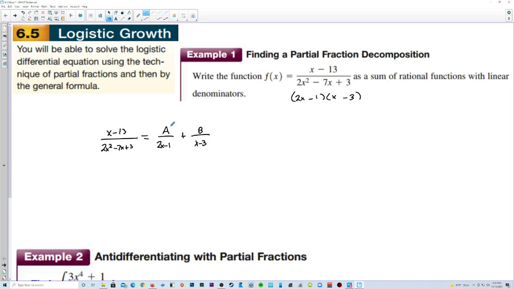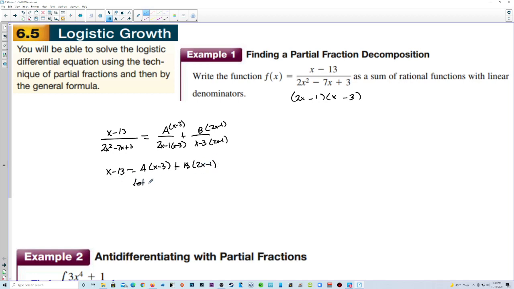Well, the next step is we're going to get common denominators. So let's multiply the top and the bottom here by x minus 3, and the top and bottom here by 2x minus 1. Once we get the denominators the same, we just got to make the numerators the same. So x minus 13 is equal to a times x minus 3 plus b times 2x minus 1.